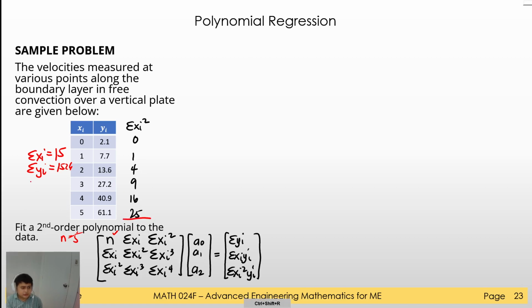I'll just write this down here since there's no space left. So the summation of xi squared is equal to 55.